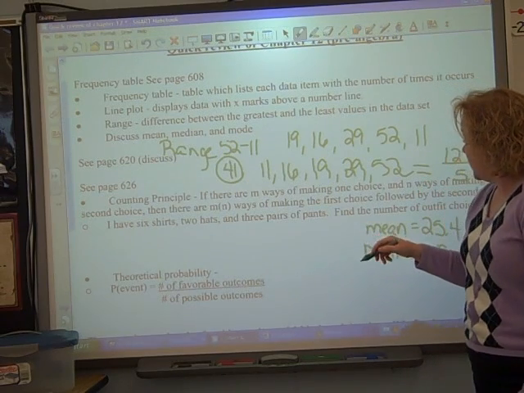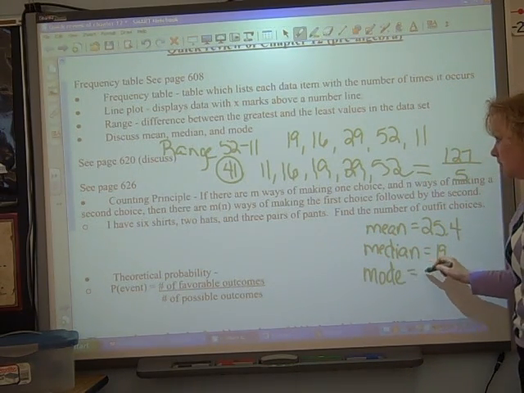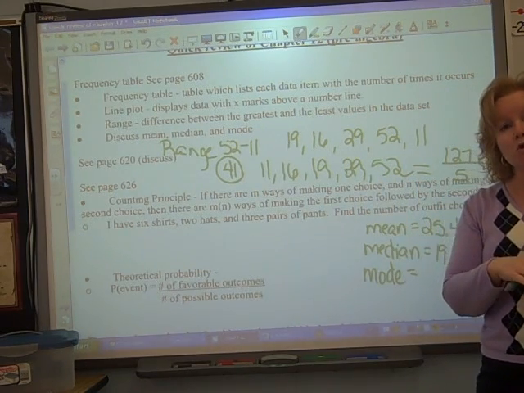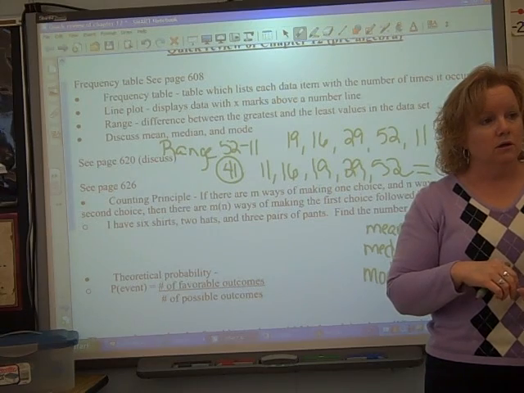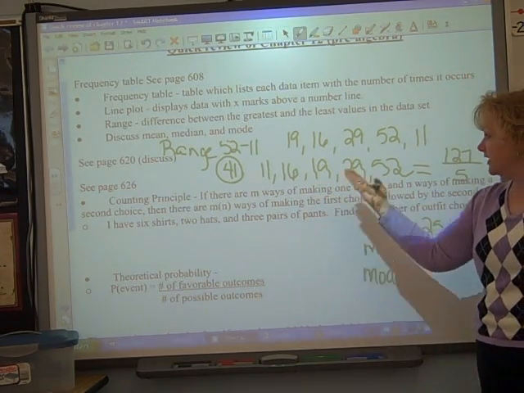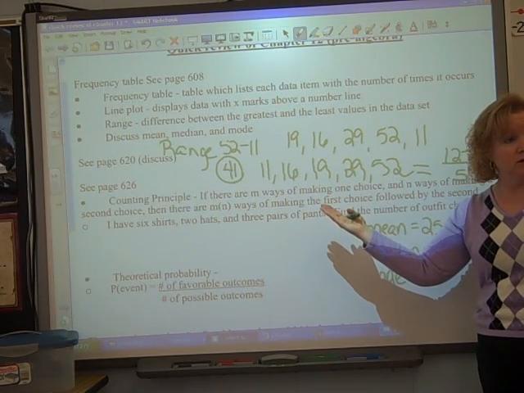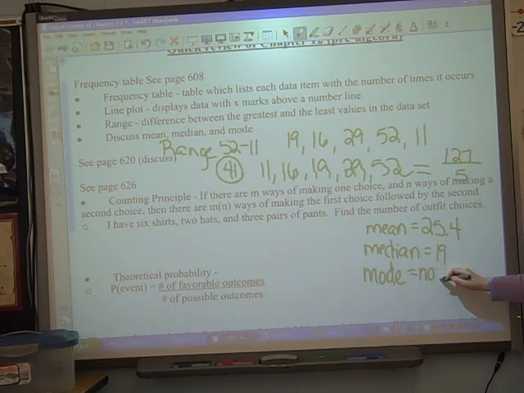Okay? And then what's my mode? So what does mode mean? What's that mean, Jake? What number has the most, like 19? Okay, so what number occurs the most? Well, what is my mode in this one then? There is none. Okay, so in this case, your mode is none.